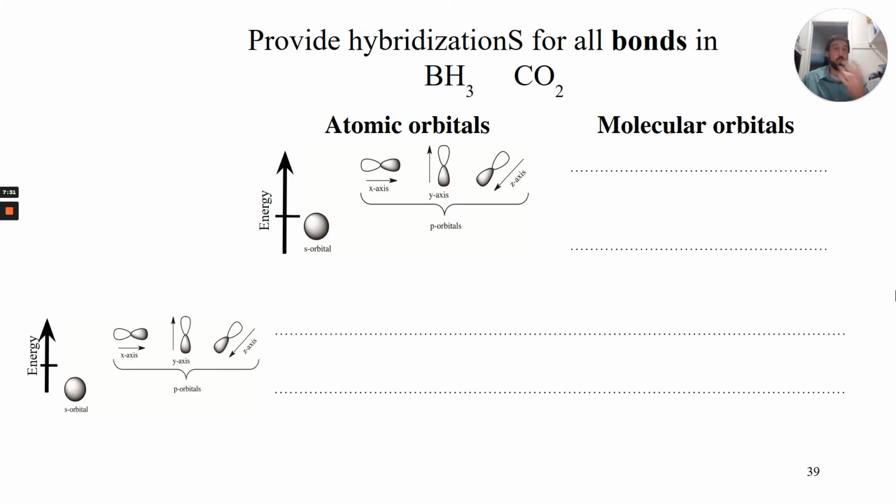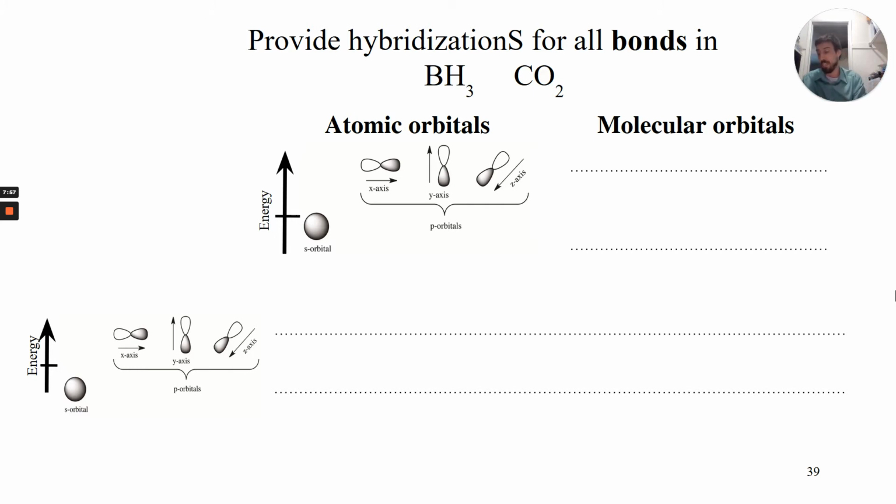Okay? So within the video that you already watched, we looked at the hybridization for boron in BH3 and carbon in CO2. Well, now what we're going to do is tweak it a little bit, and I want to know the hybridization for the bonds. Well, that's interesting. In the video, we looked at the hybridization for the atom, in fact, the center atom, boron and carbon. Now I want to know what the hybridization is for the bond.